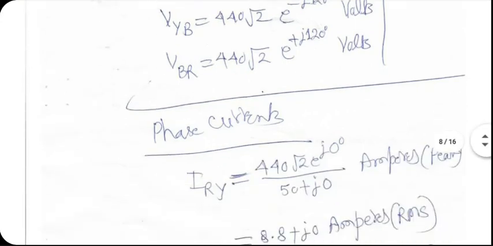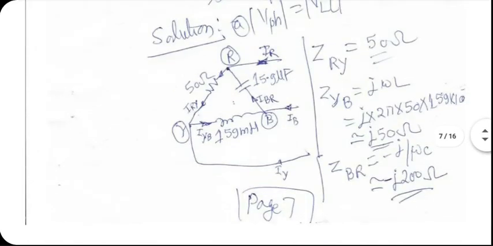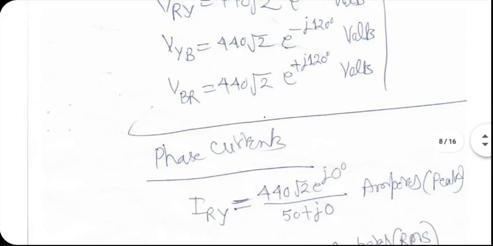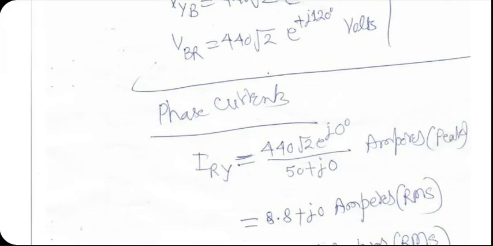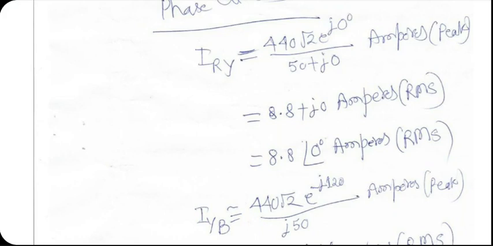Okay, that's fair enough. Then you calculate IRY, which will be VRY divided by ZRY, which is simply 50 ohm. Phases can be treated as independent almost when it comes to calculations. So you simplify this, you get 8.8 plus J0 amperes for IRY. In polar form also you can do the calculation, it will be 8.8 amperes with 0 degree phase shift.